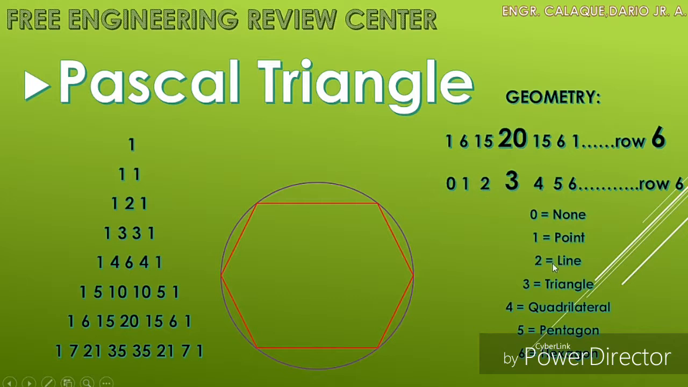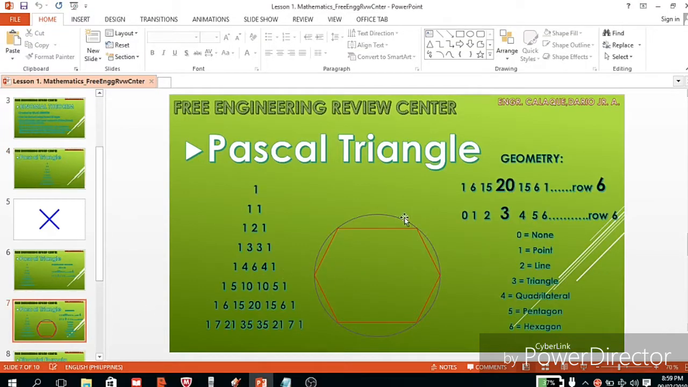And we have 2. If we connect 2 points, for example, this is point A, this is point B, if we connect those, we can form a line. That is a line. And we have 3, that could be a triangle. If we connect 3 points, 1, 2, then 3, we can get a triangle. So from 0, that is none, 1 is a point, 2 a line, 3 triangle, 4 quadrilateral, 5 pentagon, and 6 is hexagon. So here is the trick.